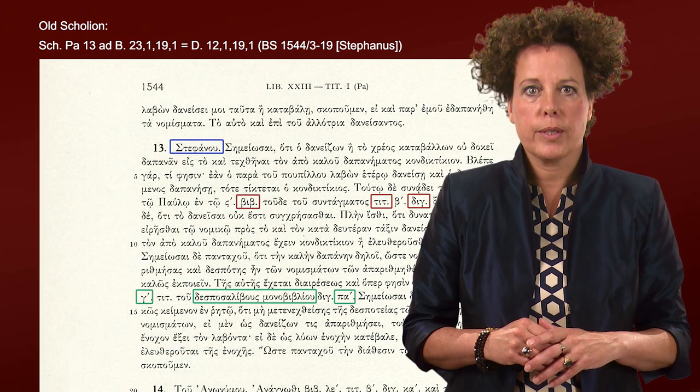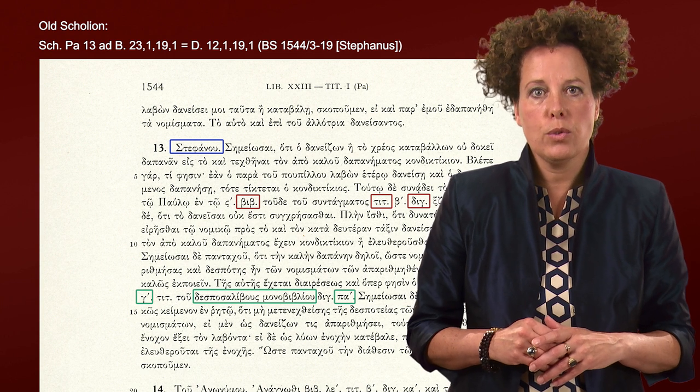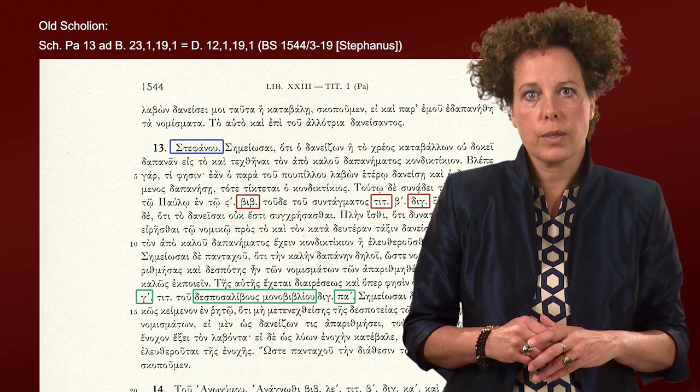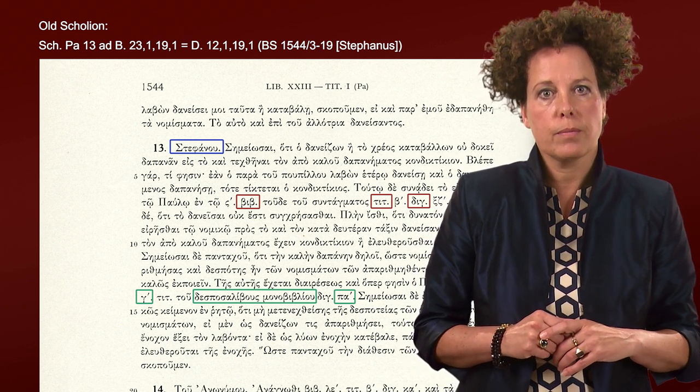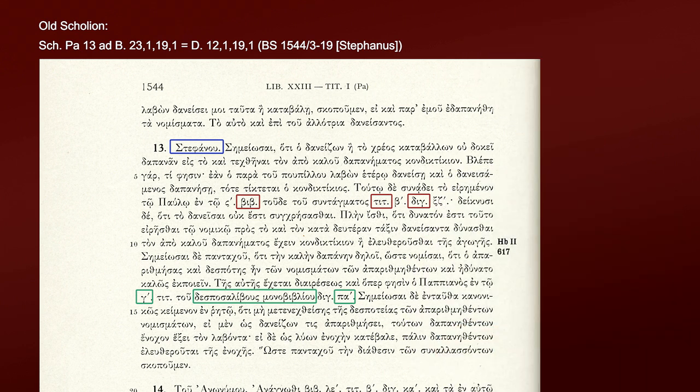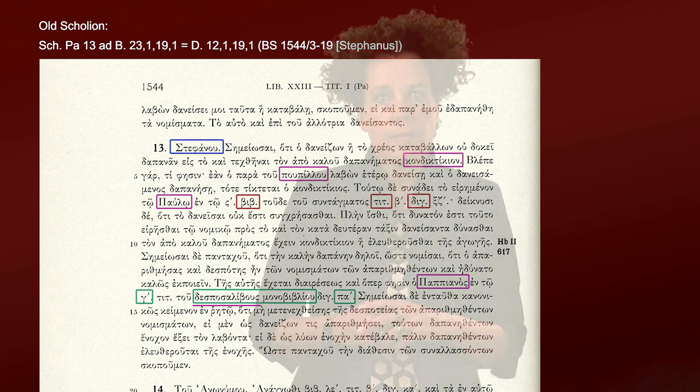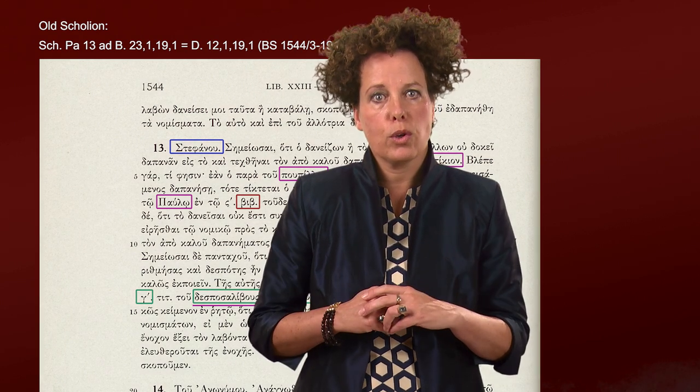The fourth characteristic of the Old Scholion is the use of Latin technical terms and other Latin terms, corresponding with Justinian's codification. In the Scholion of Stephanus we find the words pupilles, condicticion, de sponsalibus, all Latin technical terms. We also find jurists mentioned, Paul, Papinian. This was about the Old Scholia.